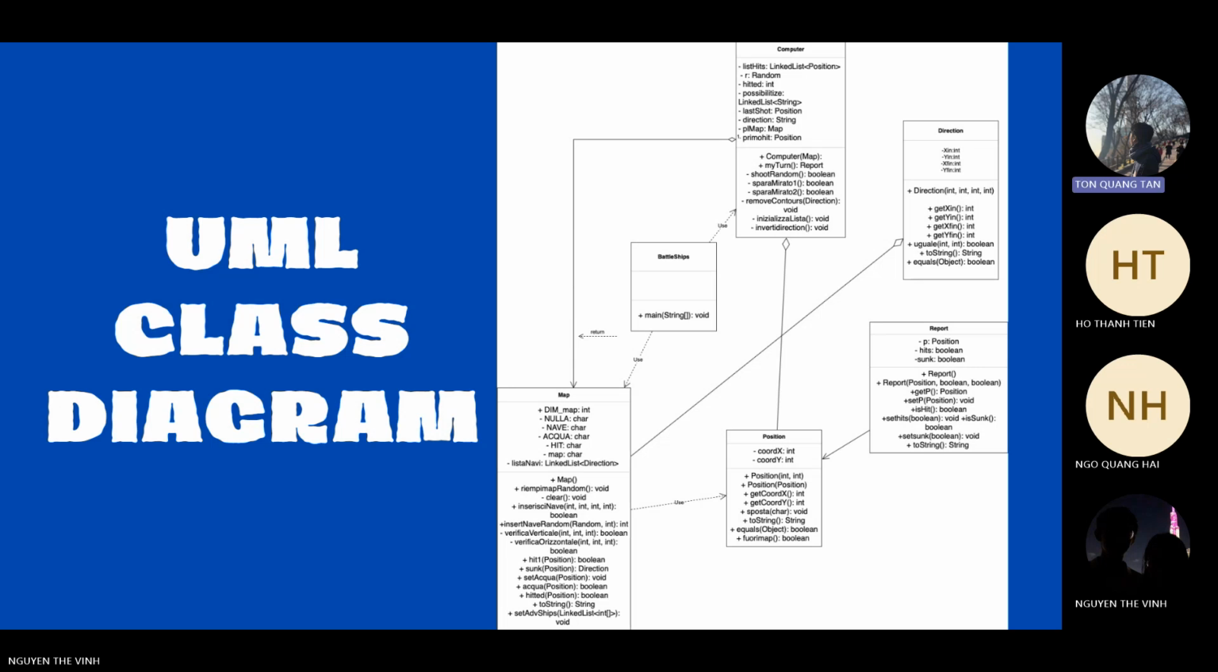Hit and sunk are Booleans that indicate whether the shot hit or not, sunk or not sunk. With the methods, Report is a constructor to initialize a report. isHit and isSunk are getters for the position hit status and the sunk status. setHit and setSunk are also Boolean types, the setters for hit and sunk status, and toString converts the report to a string. And this is the UML diagram.